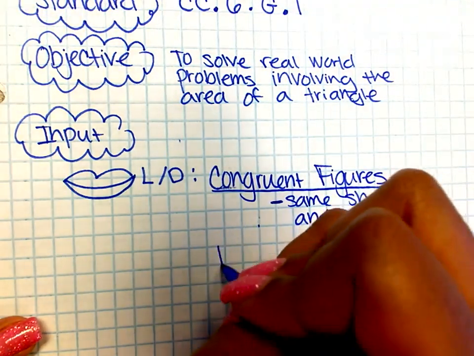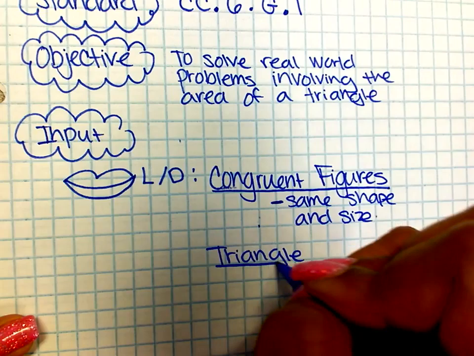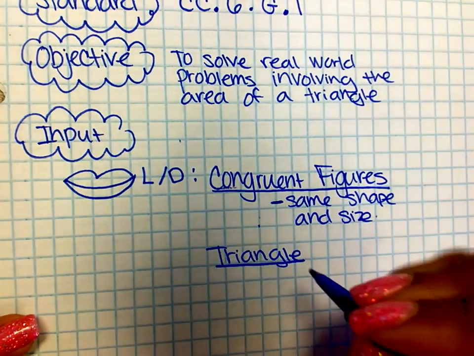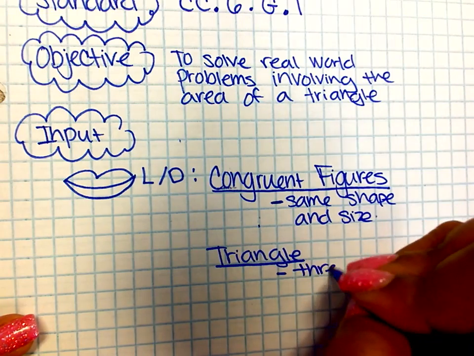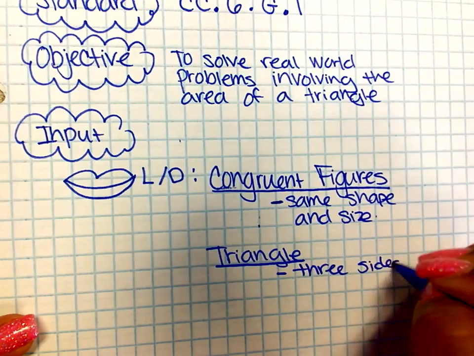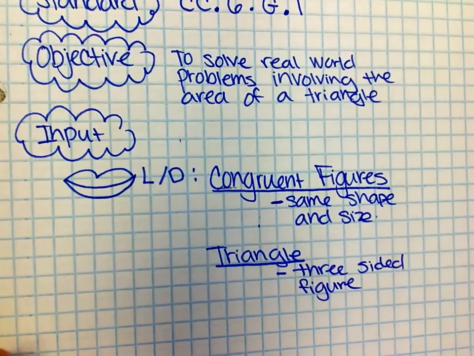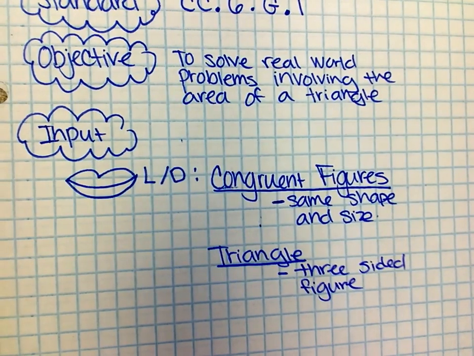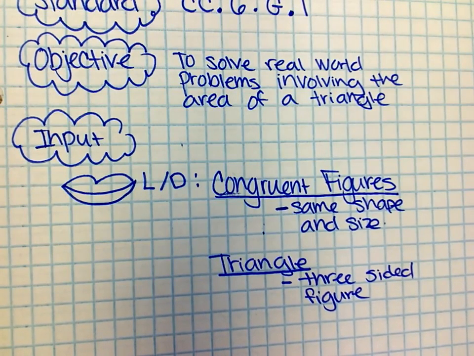Second one you need to know, which we didn't know, is a triangle. A triangle, just like we learned in kindergarten, is a 3-sided figure. Go ahead and write that down, pencil up when you have it. I'm hoping I don't hear anyone talking during input.